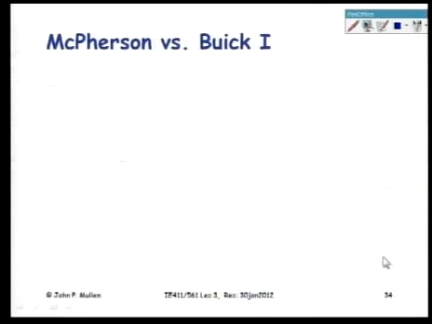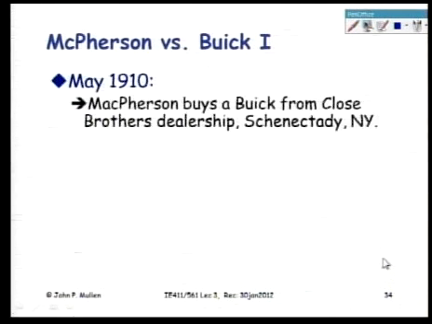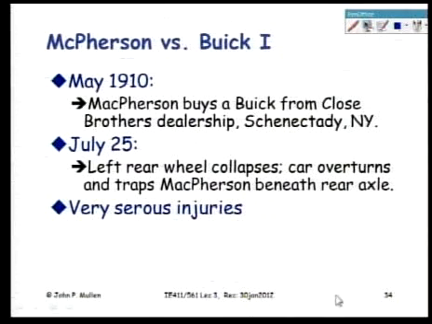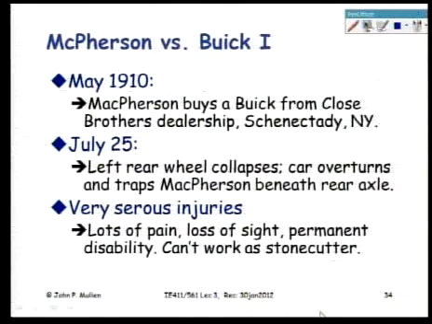This is McPherson versus Buick. In May of 1910, McPherson buys a Buick from Close Brothers dealership in Schenectady, New York. In July of that year, the left rear wheel collapses, the car overturns, and traps McPherson beneath the rear axle. He had very serious injuries, lots of pain, loss of sight, permanent disability, can no longer work as a stonecutter.